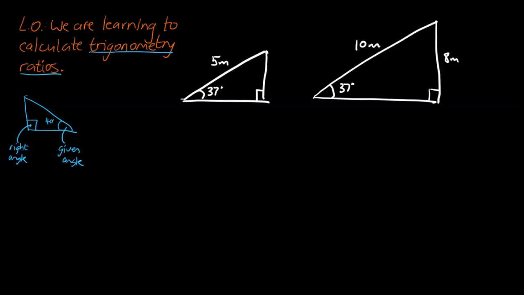And based on the right angle and the given angle, we can actually label the sides of our triangles and we can be more specific about it. So the first thing we need to be aware of is the hypotenuse. And that there is always opposite the right angle. So I'm going to call that H for hypotenuse. So opposite right angle.